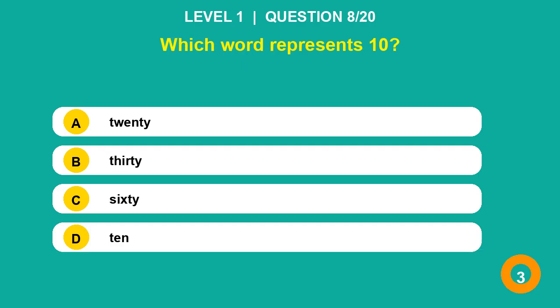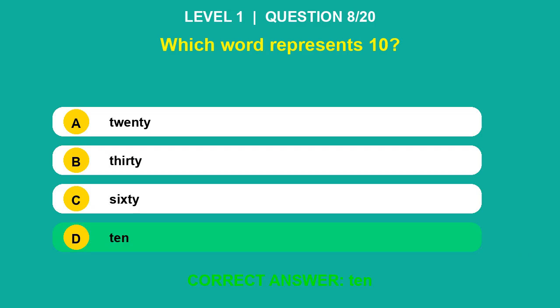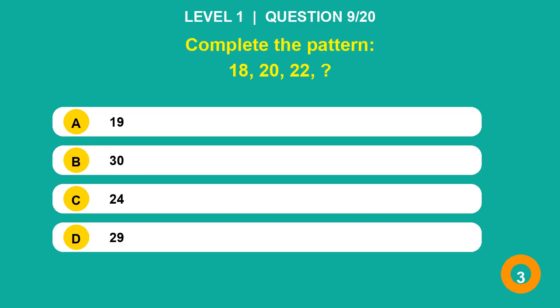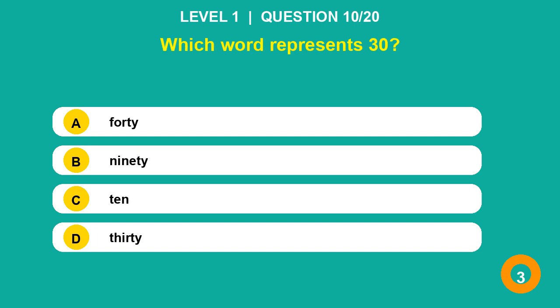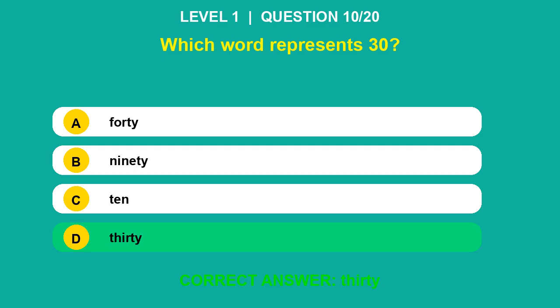Which word represents 10? Answer is 10. Complete the pattern. 18, 20, 22. Answer is 24. Which word represents 30? Answer is 30.